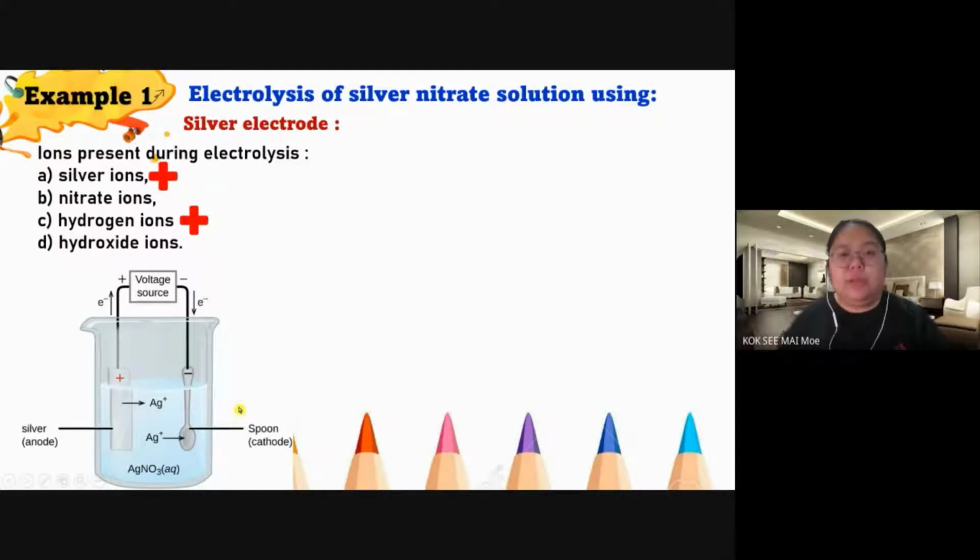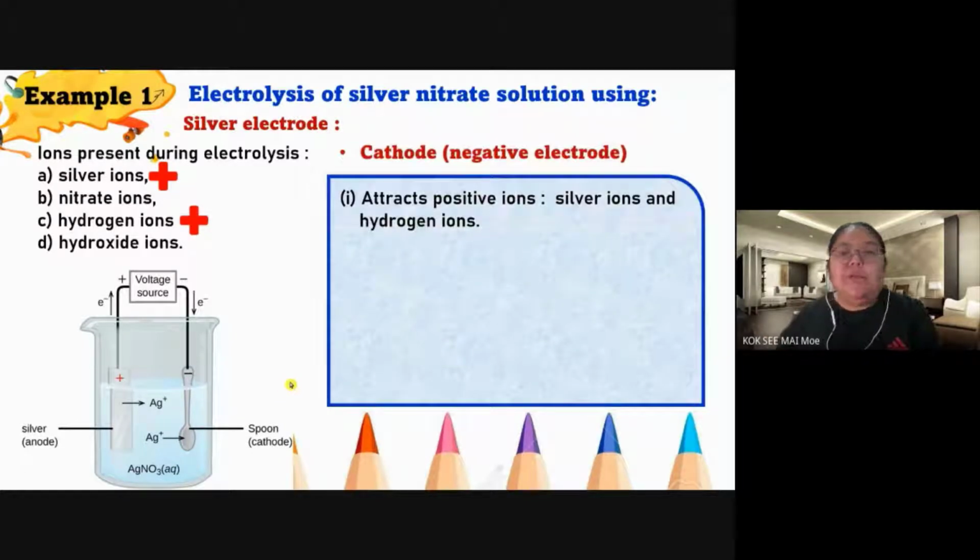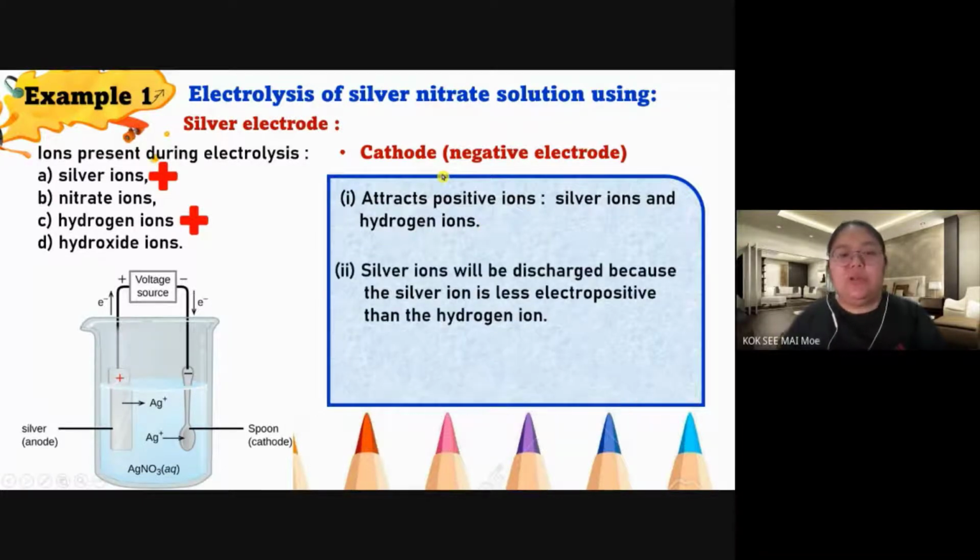So we're going to see the explanation first. For the cathode, actually, there are no changes. Let's explain the cathode. Cathode is a negative electrode, so it will attract all the positive ions. Which ones are positive? Silver and also hydrogen. They will be attracted to the cathode. After that, you continue. The silver ion will be discharged.